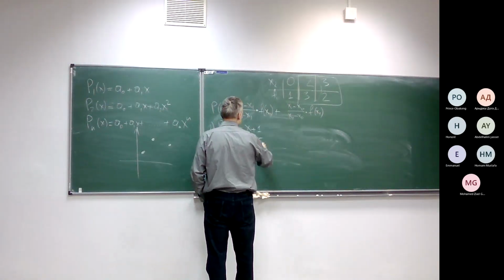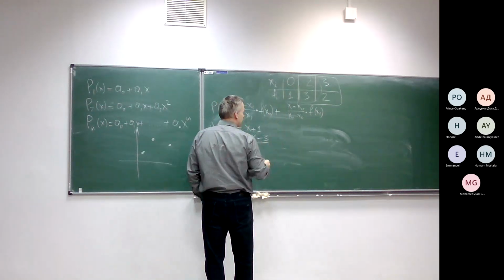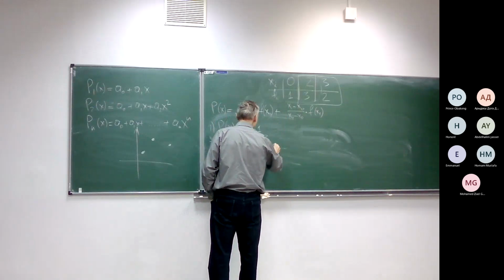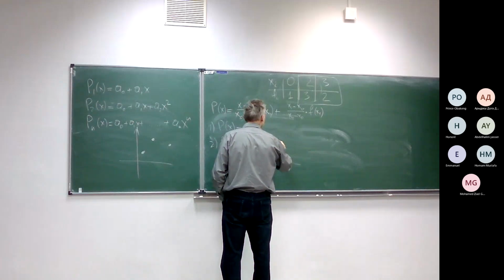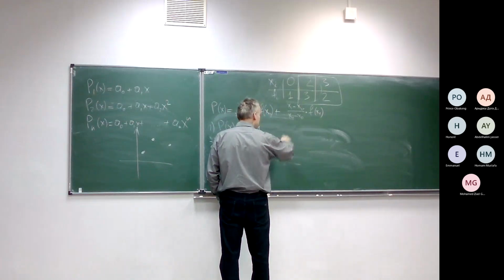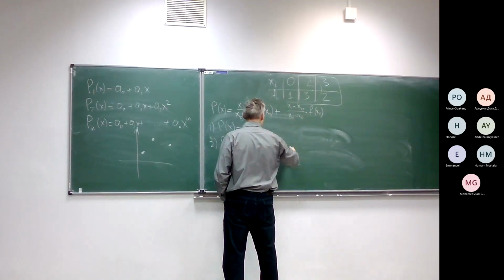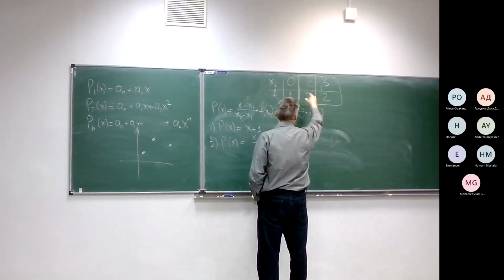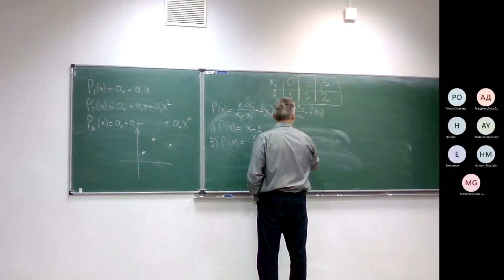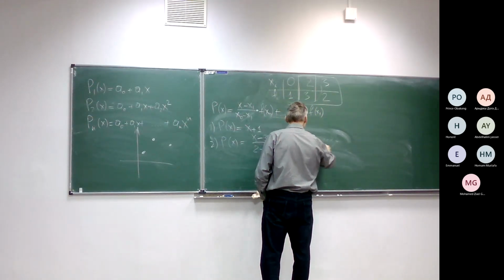x1 equals 3. Sorry. Yes, x1. (x minus 3) over (2 minus 3) times 3, because f of x0 equals 3, plus (x minus 2) over (3 minus 2) times 2.